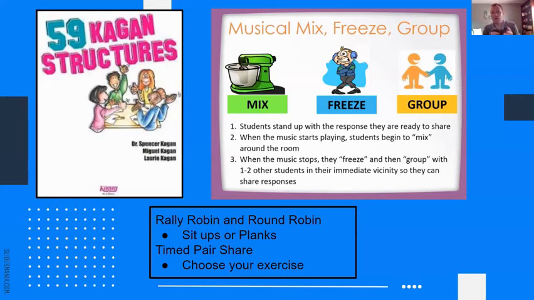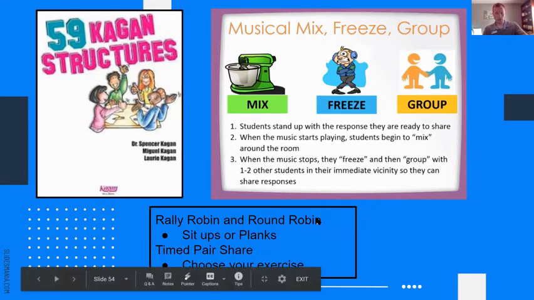I know that the mix freeze group is an easy way, when you throw on music and they mix, and you stop the music and they partner up with somebody new. Obviously not great for COVID, but that involves movement. There are probably several other structures that you can add movement to. We've already done the time, compare, share and the round robin.